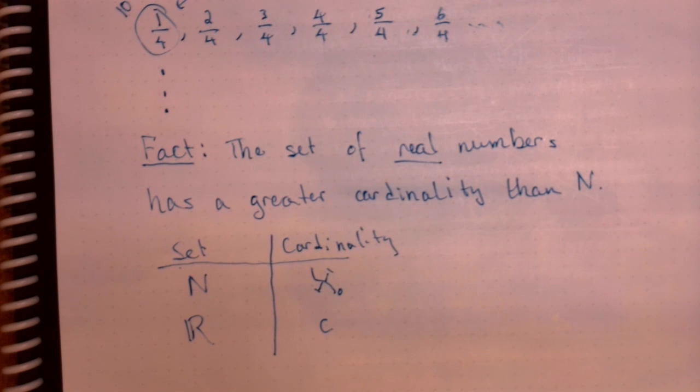So the key takeaway here is that if you want to show a set is infinite, you can show that there is an equivalence between the set and a subset. The second takeaway is that the set of rational numbers is equivalent to the set of natural numbers. They have the same cardinality. But the set of real numbers has a bigger cardinality that we're going to call C. Okay, so those are the takeaways from this video.